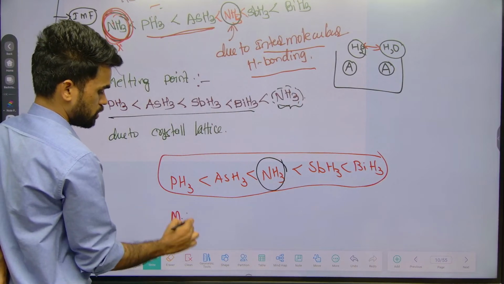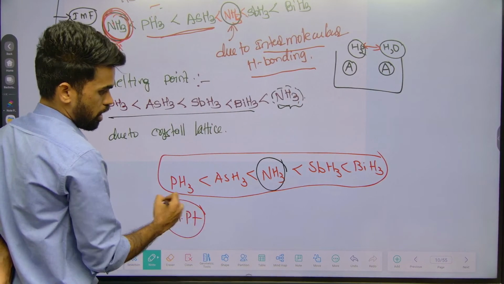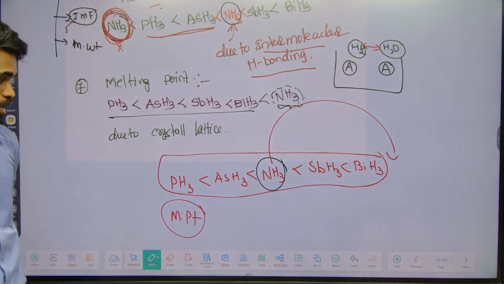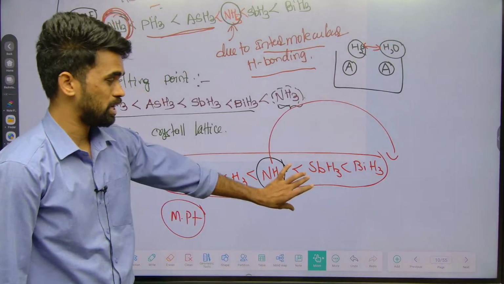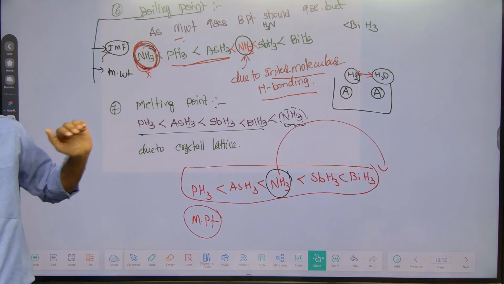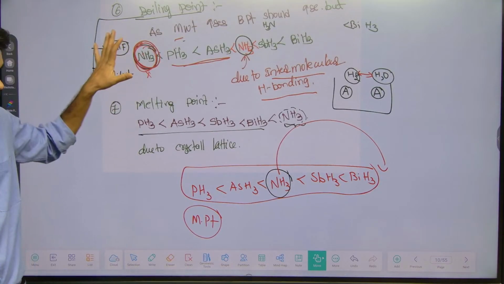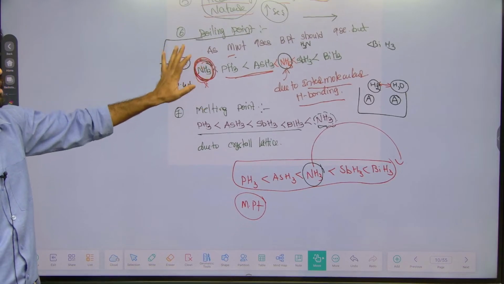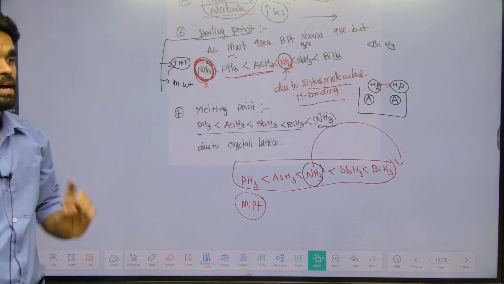Okay. Next one, melting point. The order will be the same. You bring this here. That's it. Remember these two orders, melting point and boiling points. Okay. Next. Up to here everything is clear about the hydrides. Yeah, you can expect a question from this discussion.